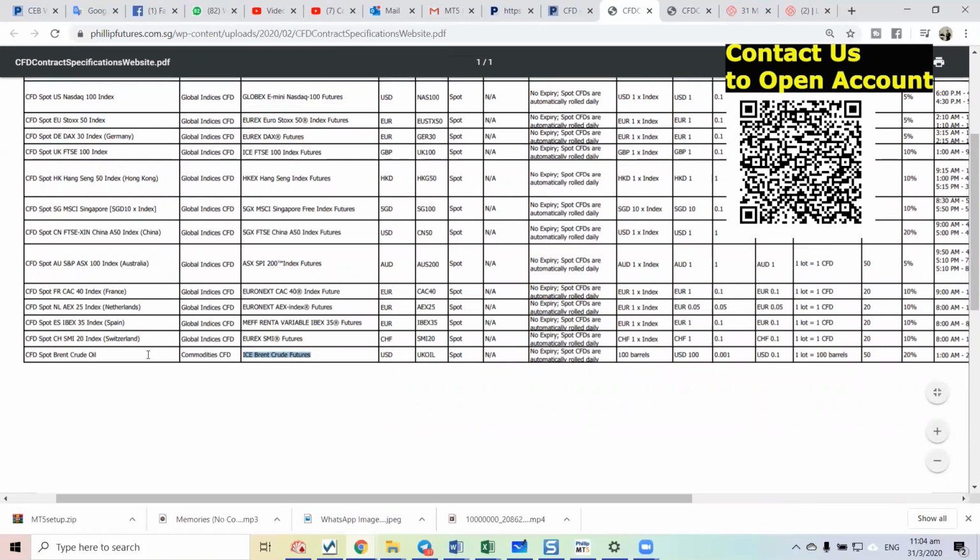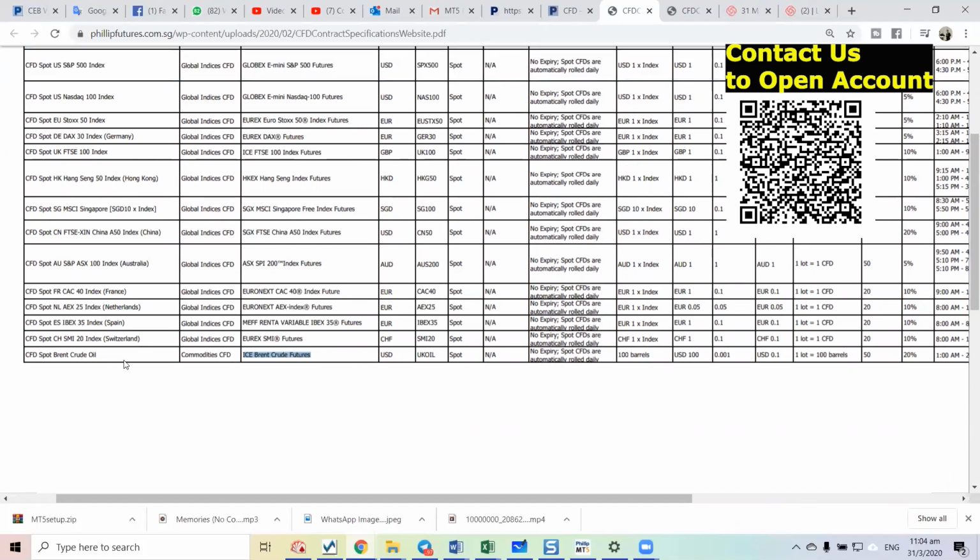So basically, what is this Brent crude oil? What is the difference compared to the normal crude oil that we see? Can you help me with explaining what this ICE Brent crude oil or WTI is?